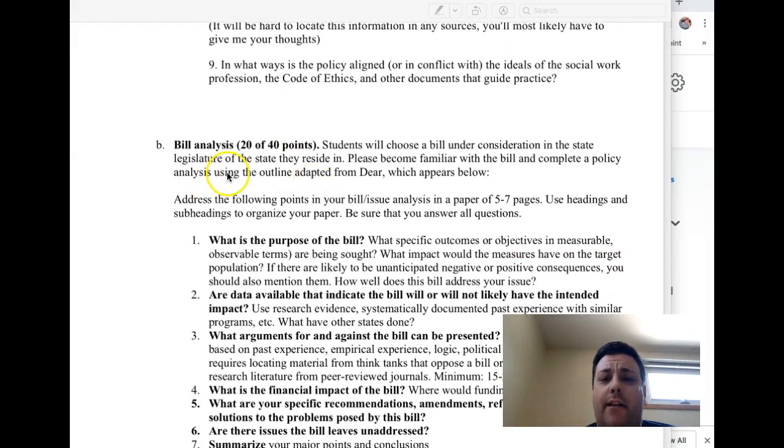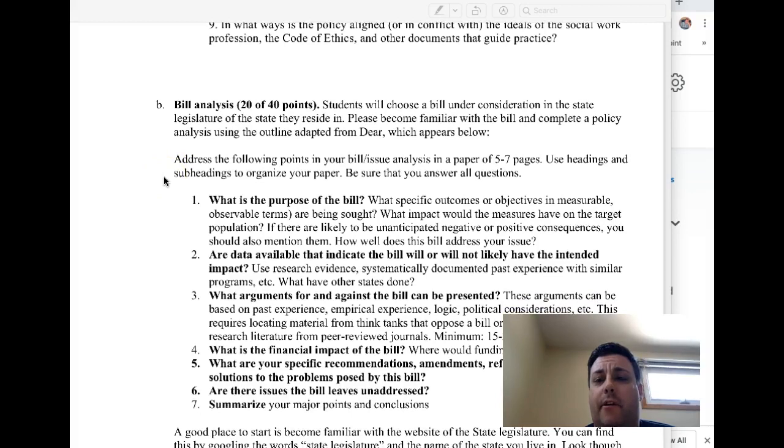Now, in 5B, I did say choose a bill under consideration in your state legislature. It could be your state, could be a neighboring state. States do publish a list of bills. It's usually on a website. They publish a list of bills that are under consideration for the upcoming legislative term.